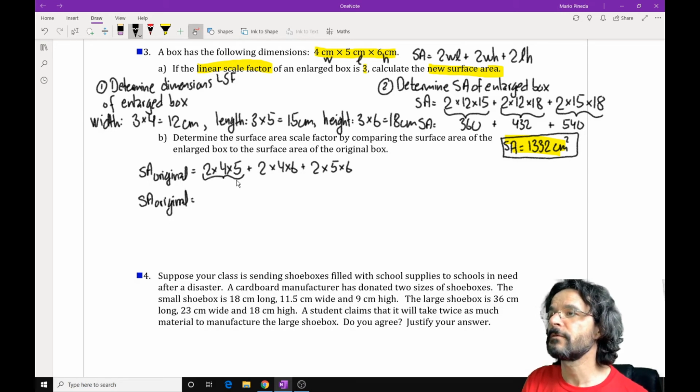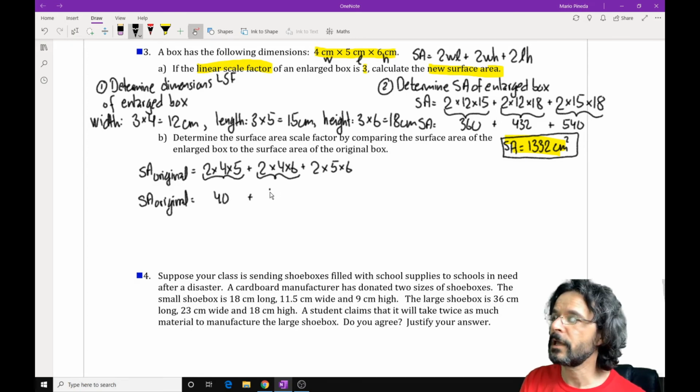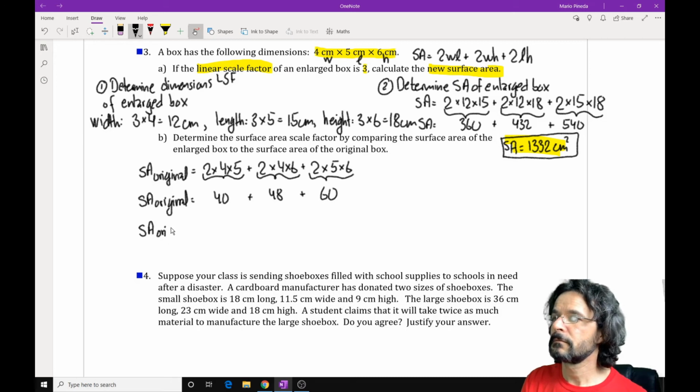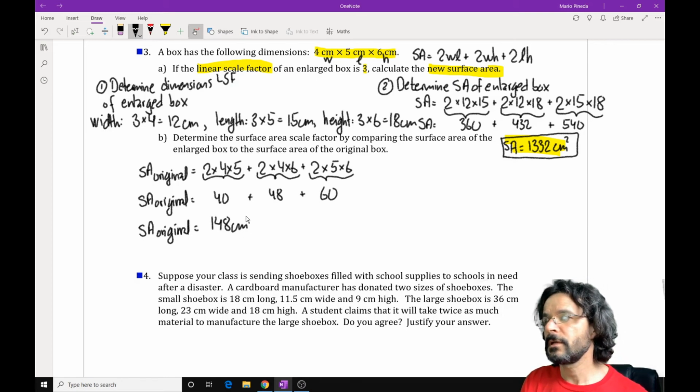So 2 times 4 times 5 is 40. 2 times 4 times 6 is 48. And 2 times 5 times 6 is 60. If we add up the three numbers, we are going to get 148 centimeters squared. So we have the surface area of the original box, and we have the surface area of the enlarged box, the new box, sorry.